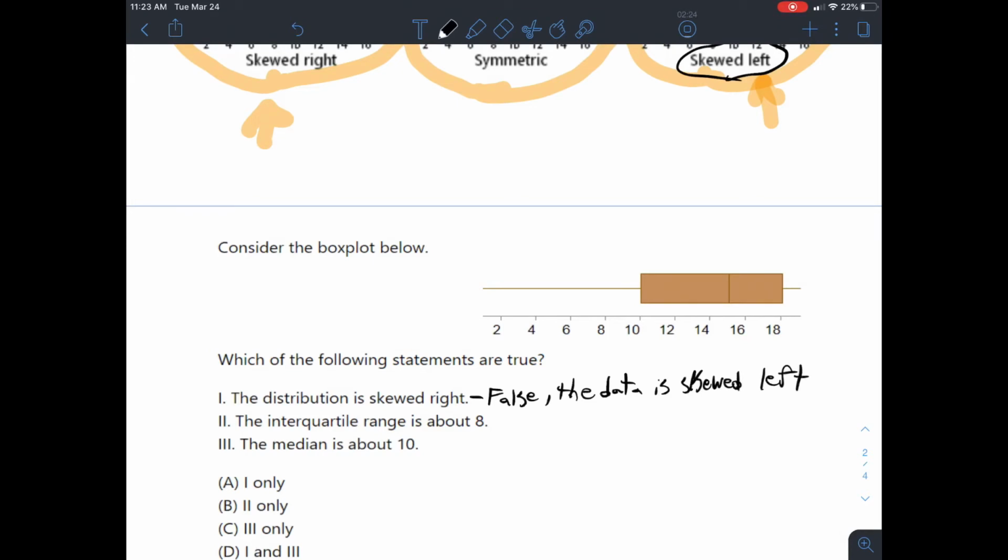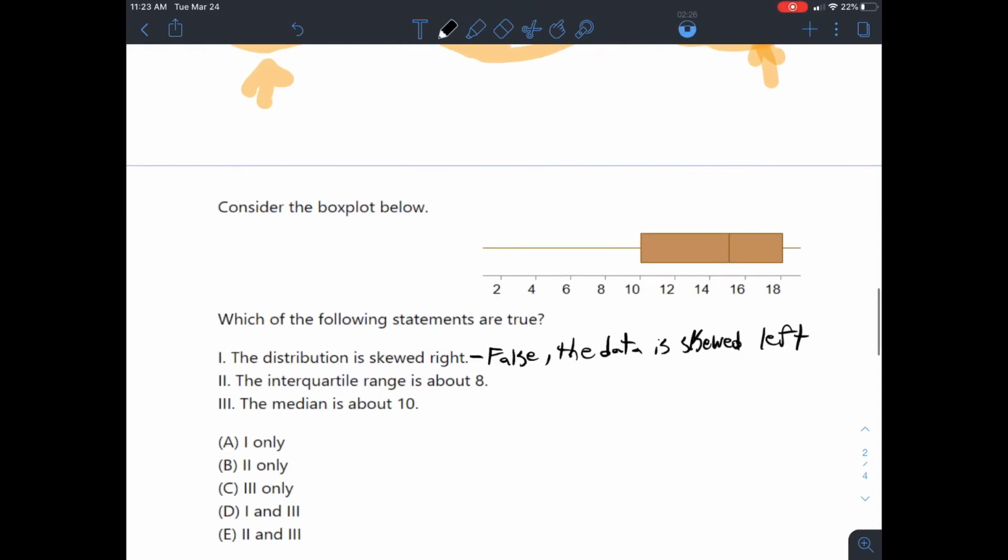The interquartile range is about 8. The interquartile range is represented by the box itself on a box and whisker plot. That goes from 10 to 18. So the interquartile range is Q3 minus Q1. So 18 minus 10 equals 8. So that is true. The interquartile range is about 8.